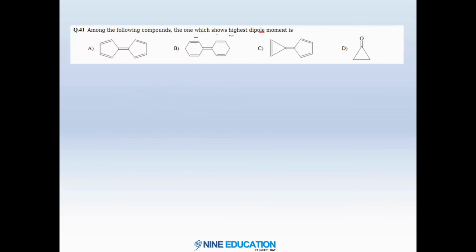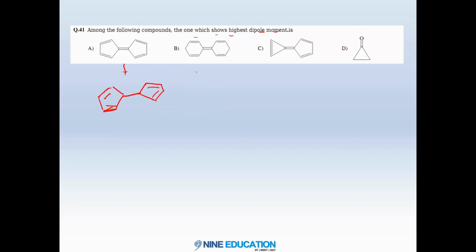Which of the following shows highest dipole moment? So all these types of molecules have a C double bond C attached in the middle of two rings. Here you just need to check which creates more polarity. If this double bond splits like this by creating polarity, as we all know, dipole moment will depend on bond distance and charge.